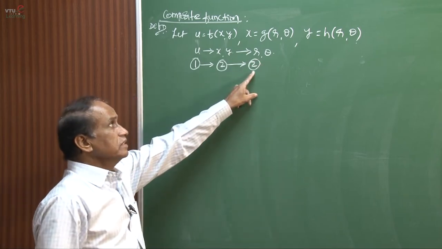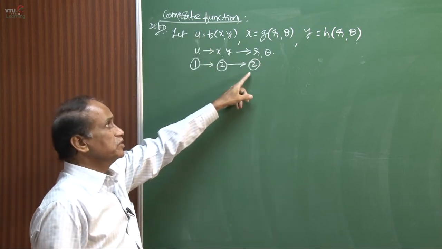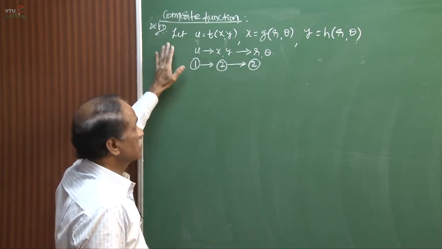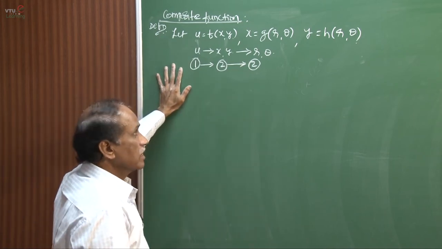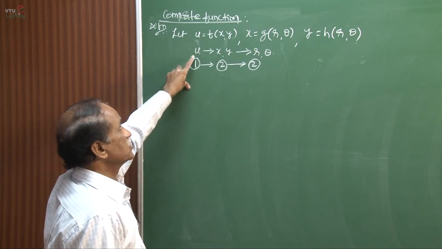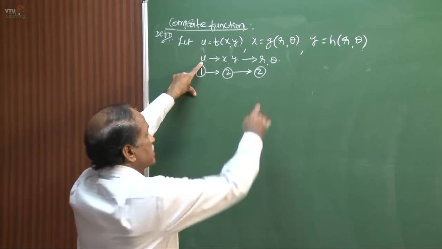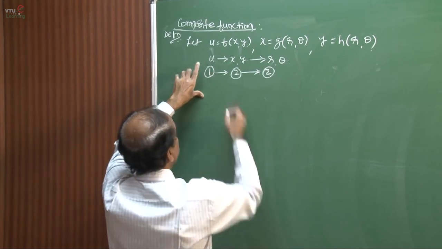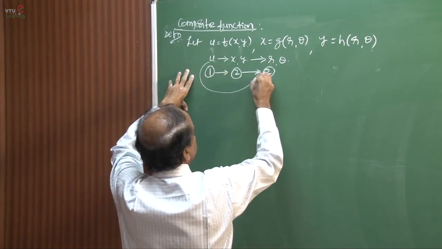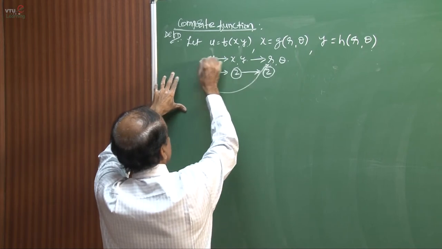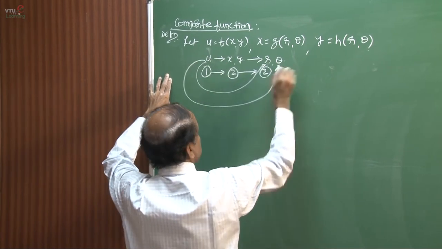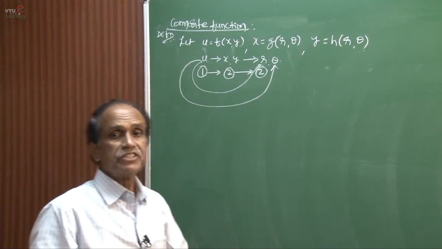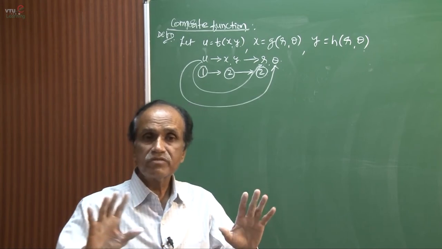If this is 1, that is total derivative. If this is more than 1, it is not a total derivative. This is composite function, ordinary differentiation. That means u, now I am taking with respect to r, and u I am taking with respect to theta. That means I take the differential of u with respect to r, and of u with respect to theta. This constitutes the meaning of composite function.